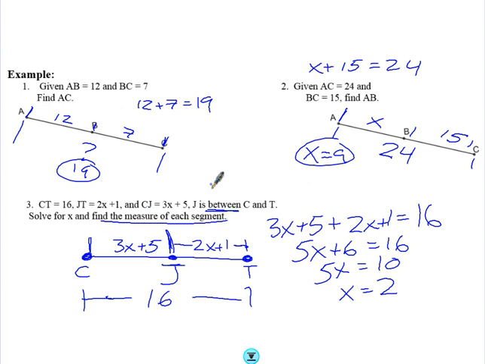of each segment. So that means if x equals 2, I now have to substitute 2 back into these problems. So 3 times 2 plus 5. 3 times 2 is 6, plus 5 is 11. So this piece here, piece CJ, is 11. 2 times 2 is 4. 4 plus 1 is 5. And if you check, 11 plus 5 does equal 16.